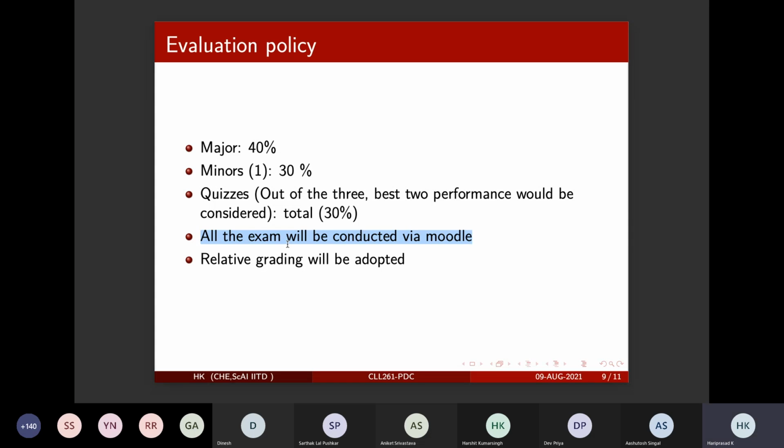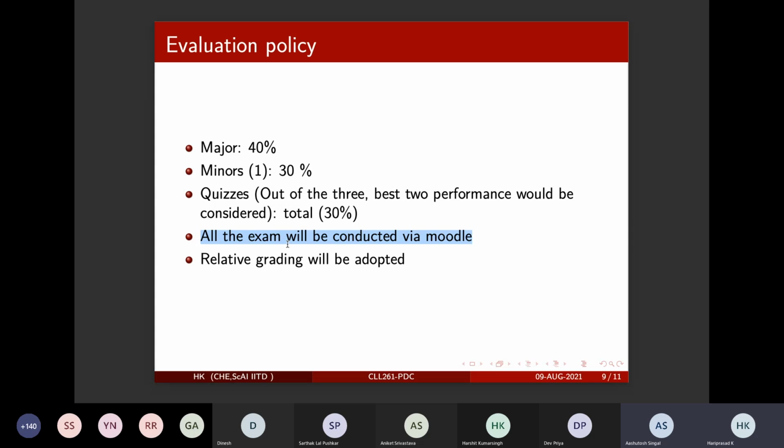So we did it like this only last time, and it was fairly okay. Now the class size is still on the higher side, but hopefully this should be possible this time as well. And of course, I always do relative grading. So yeah, any questions here? I hope there would be some questions.